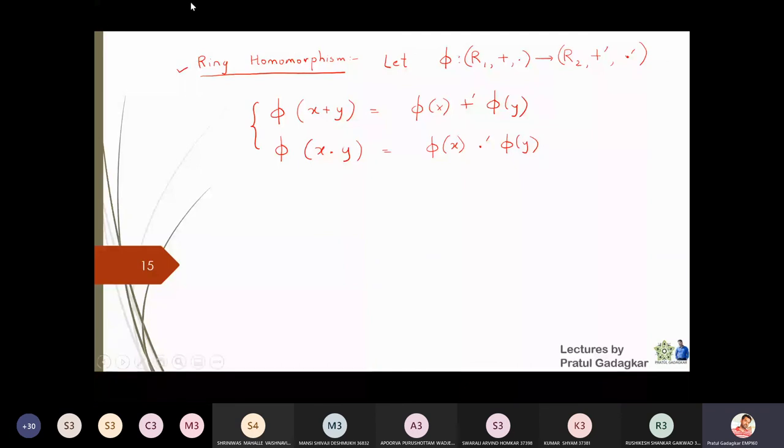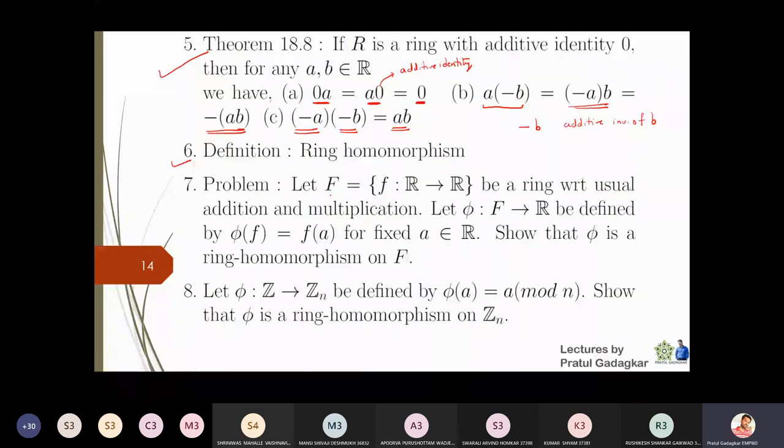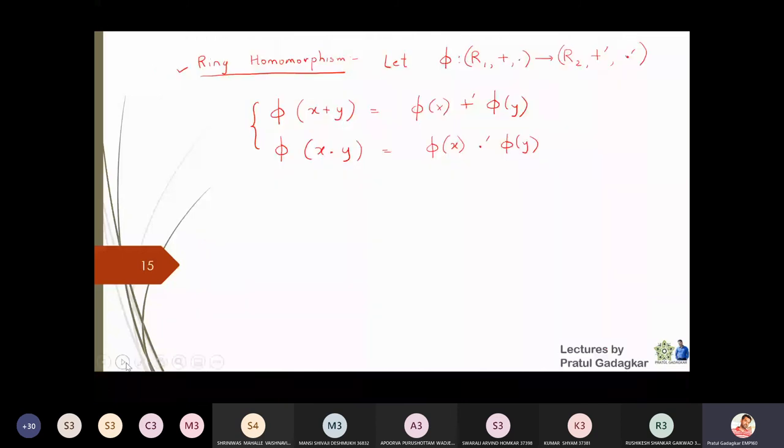Okay, let us see one example of a ring homomorphism now. I'm taking F, which is the collection of all functions. Is this a ring? Yes, we know that F with plus and dot is a ring, and the real numbers are also a ring. And what homomorphism am I taking? I'm taking phi of f equal to f of a. I will write the details on the next page. So I'm going to take the homomorphism phi from the set F and send it to the real numbers.